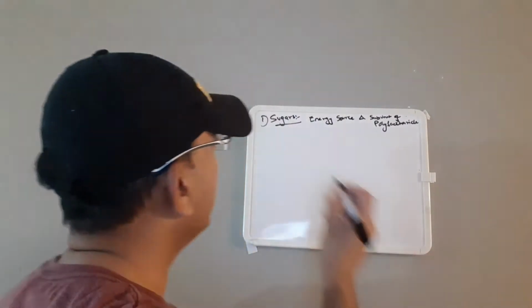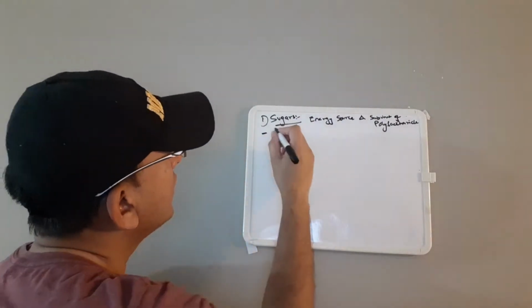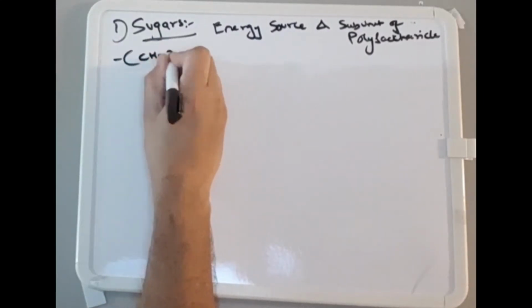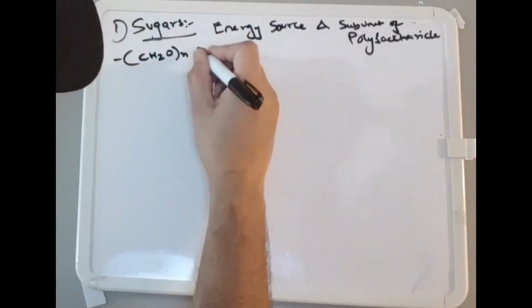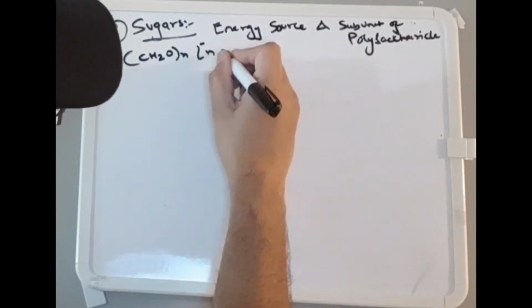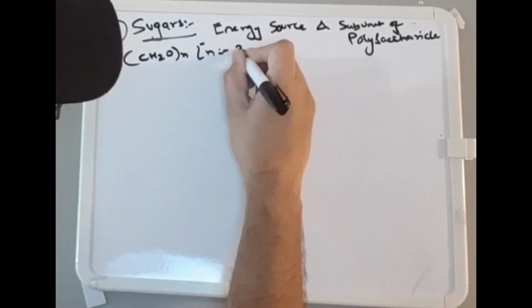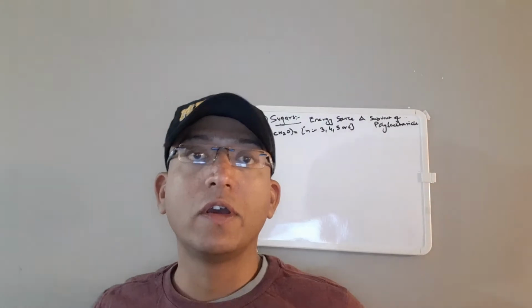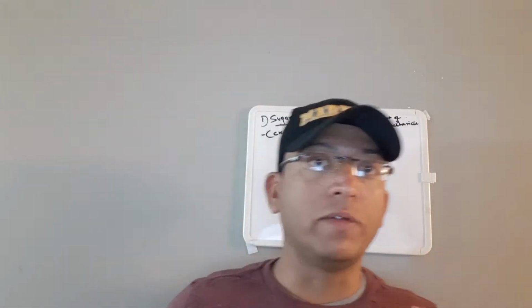Right, so the simplest sugar, the monosaccharide, are compounds with the general formula. If we see the general formula for monosaccharide, the simplest sugar, what's the general formula for it? That is CH2O and then n, where n can be 3, 4, 5 or 6. So it depends on which sugar it is. All right, so that is the general formula for the monosaccharide.